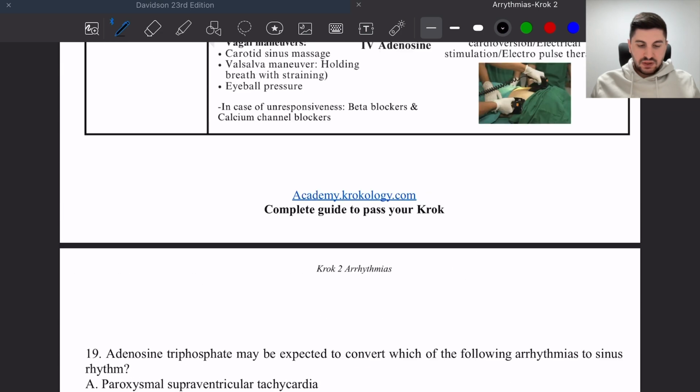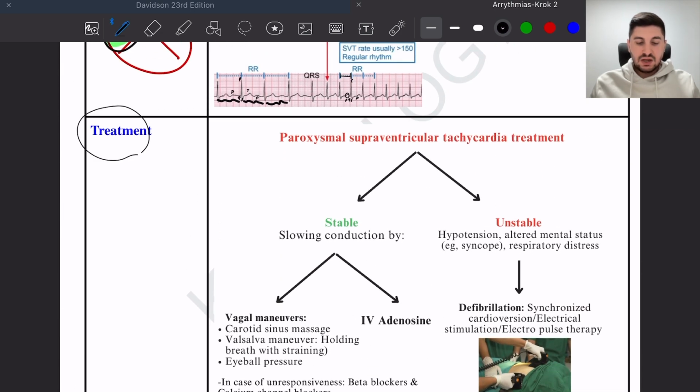For the questions about the treatment, let's see it. The treatment for paroxysmal supraventricular tachycardia depends on whether the patient is stable or unstable, and this is an important idea because we will see it in many questions about arrhythmia. Is it a stable patient or is it an unstable patient?